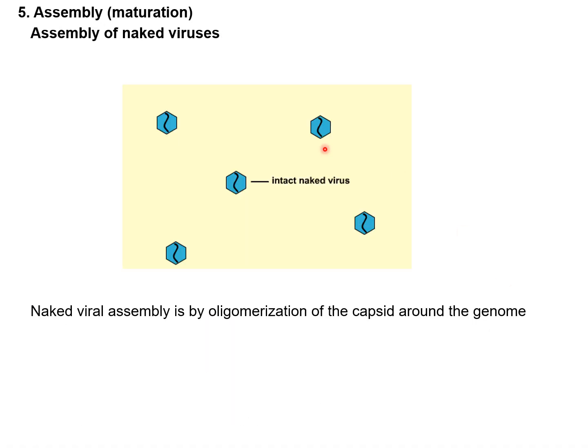If we're going to have just a naked virus, there's no envelope there. All that will happen is that the capsomeres and other proteins will oligomerize around the genome, reforming the virus.